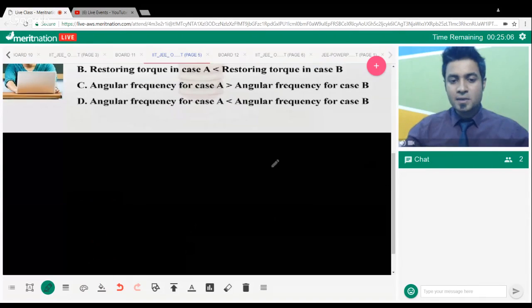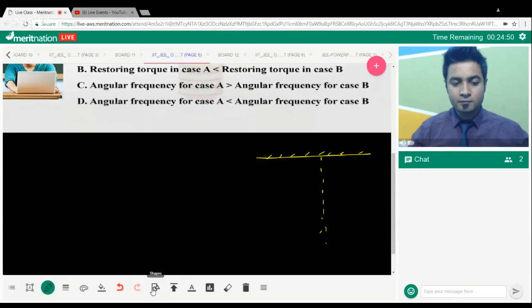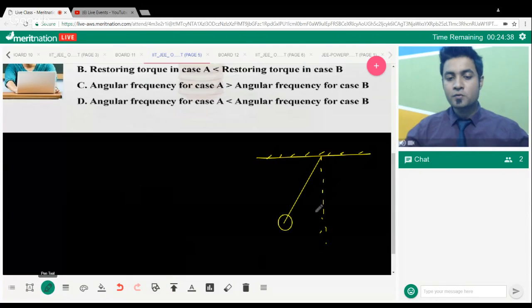If you build up an FBD of this particular system, this is the mean position. I'm drawing it here, just a moment. What we are doing is displacing this particular system, the rod plus the disc, by some small angle theta.